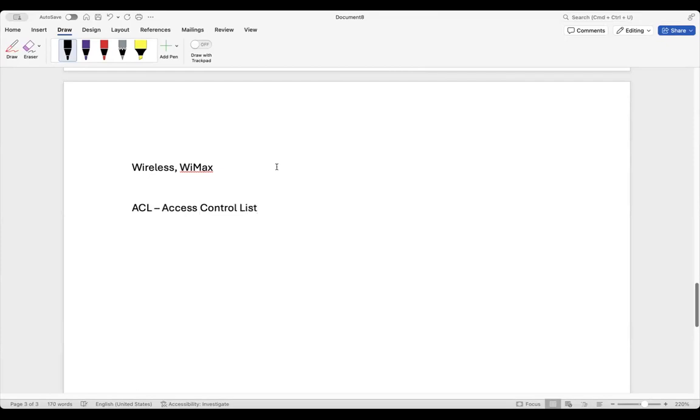Now, what is an access control list? It's a list of rules that we will be writing. According to that set of rules, the filtering of traffic is going to happen, right? So an access control list is known as what? A list of rules. Every rule is responsible for matching some traffic. Once the traffic is matched, what do you want to do with that particular traffic?